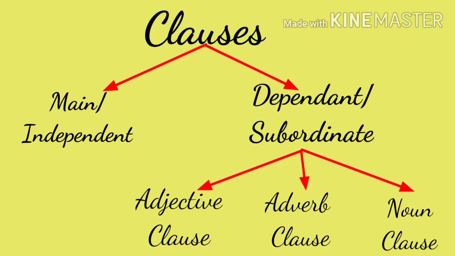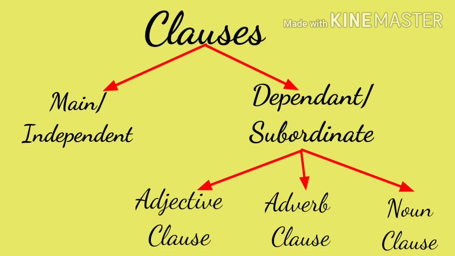If you remember, in my last class I had just touched upon the four types of clauses. So the four types of clauses are the main or the independent clause, the dependent or the subordinate clause. Now this dependent or subordinate clause can further be divided into adjective clause, adverb clause, and noun clause. So in total we can say that clauses are of four types. They are the main or the independent clause, the adjective clause, the adverb clause, and noun clause.